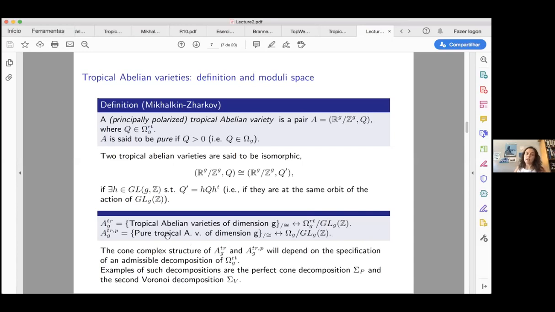Again, we define A_g tropical as a set as this quotient: the set of all positive semi-definite quadratic forms with rational null space.